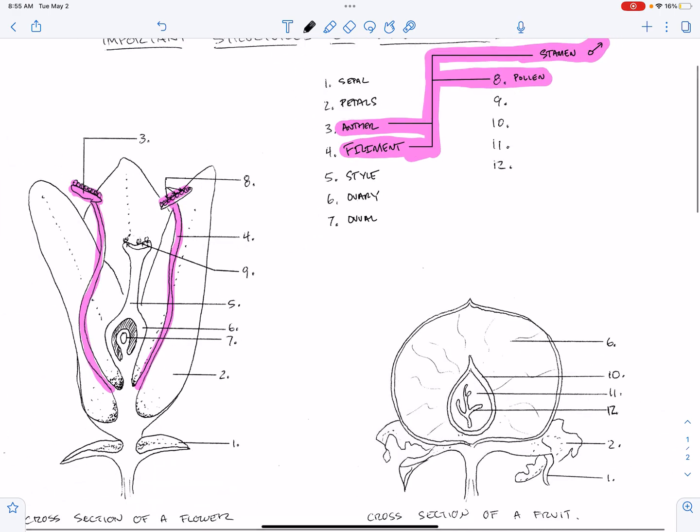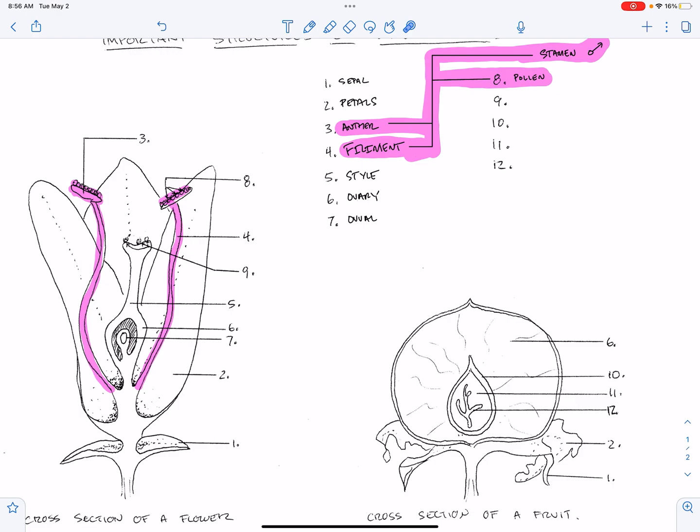And the ovule contains an egg. Now, depending on the species, there might just be one ovule inside. So, for example, an oak tree flower is just going to have one ovule inside the ovary, but some other plants will have multiple ovules inside the ovary, like an apple tree, for example.